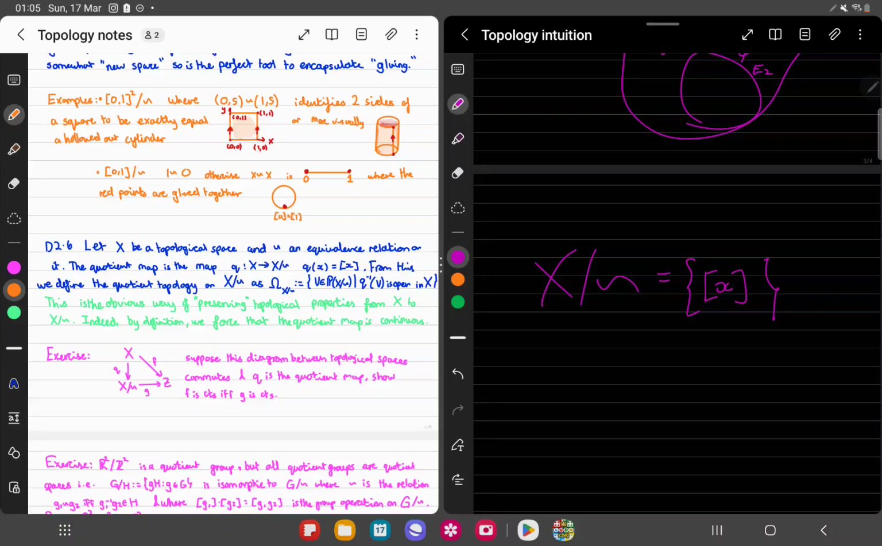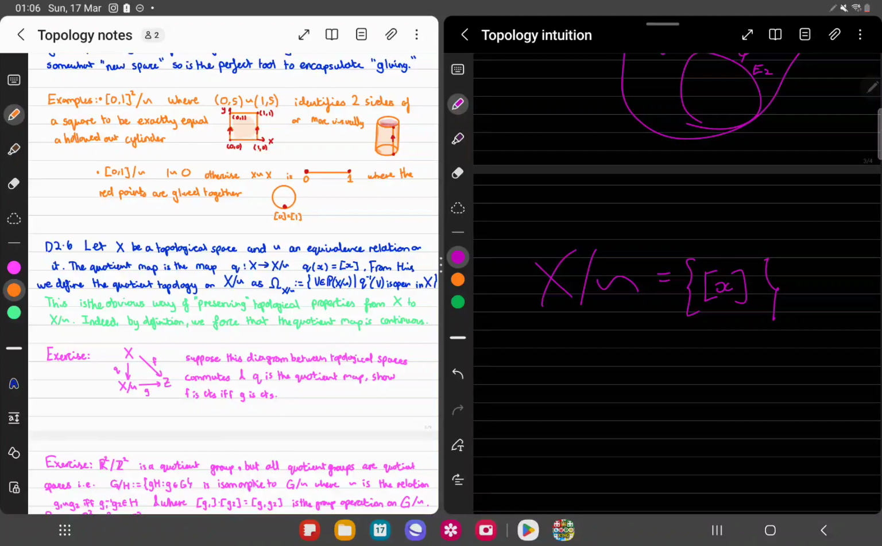Okay, definition 2.6. Let X be a topological space and let ~ be an equivalence relation. The quotient map is the obvious map that you would expect: you just take an element to its equivalence class. From that, we define the topology on the quotient space. It's the space of sets whose pre-image under the quotient map remains open.